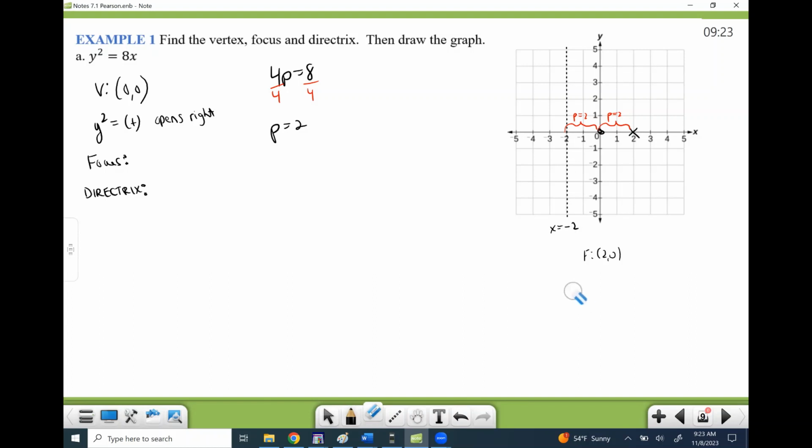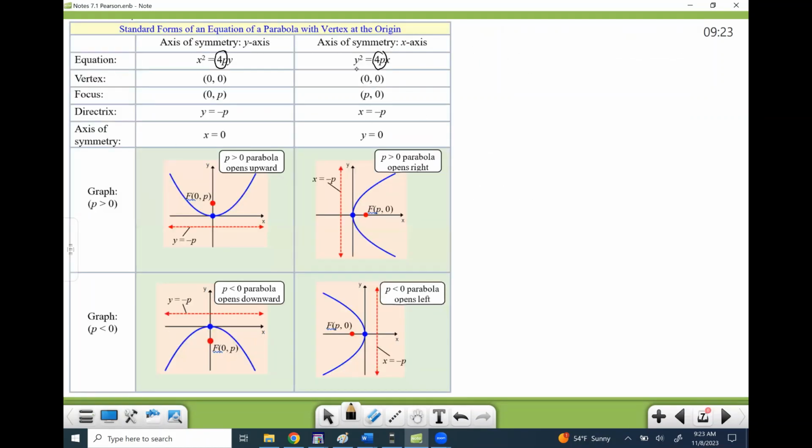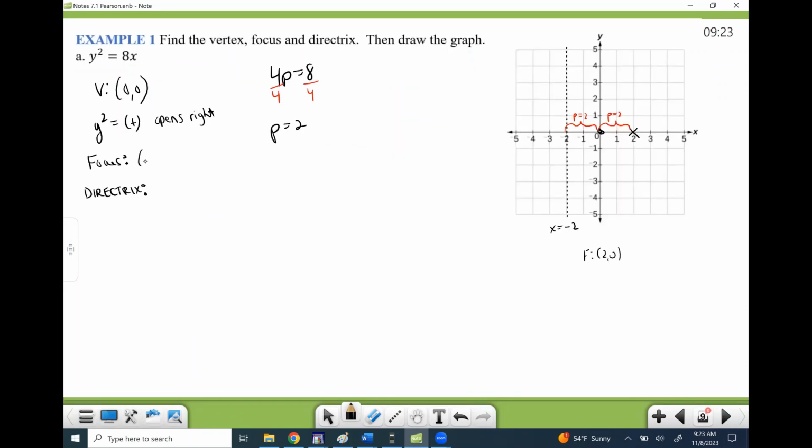Okay, so if you want to do the formula route, let's go back and check out the formulas. All right, we had y being squared. So we want to use (p, 0) for the focus and x = -p for the directrix. And it'll always be like this, you guys, where the focus will be the positive p and the directrix will be the negative, or this one will be the plus, this will be minus, okay?